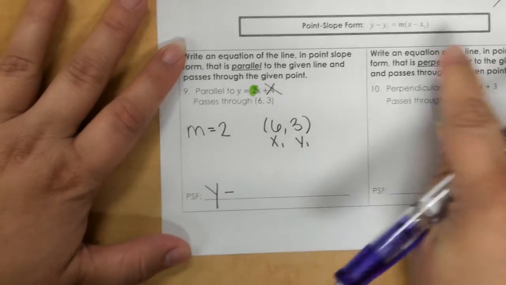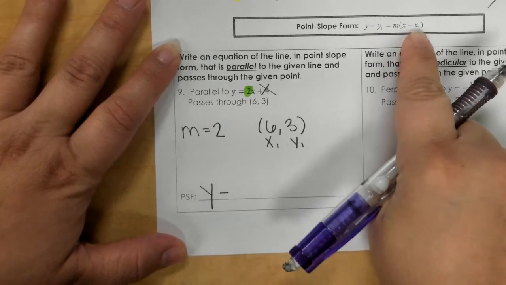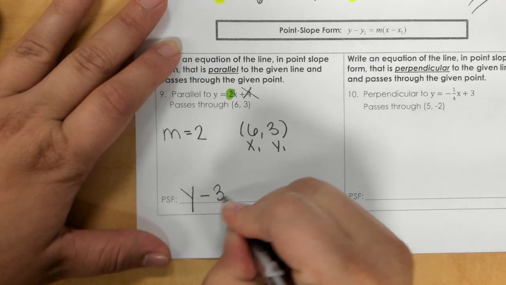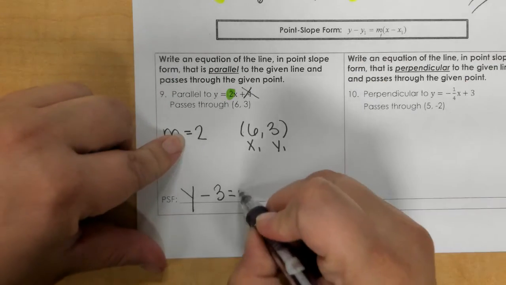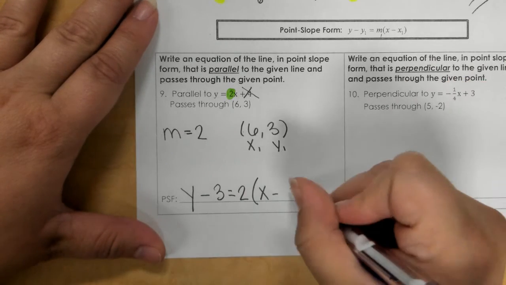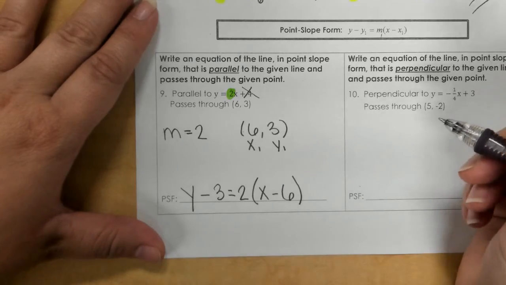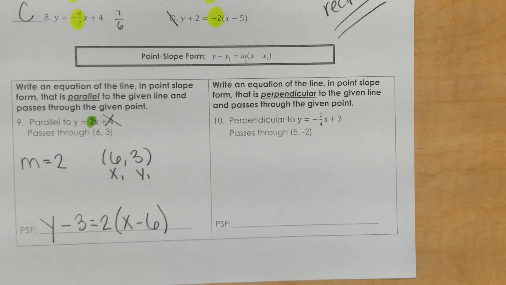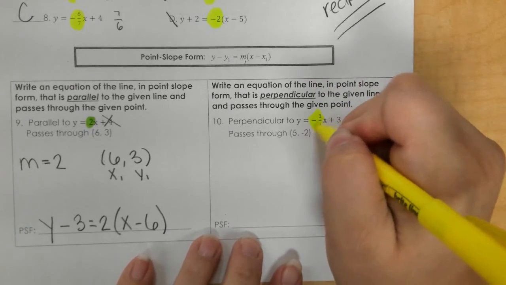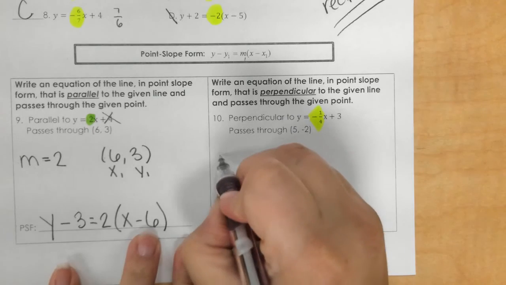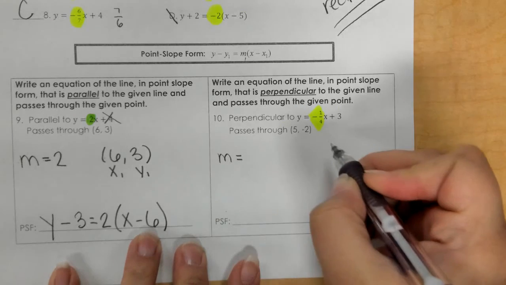So now, we use point slope form right here, I gave it to you, and you're going to plug in. So y1 is 3, m is 2, and then x minus x1 is 6. Alright, now for number 10, if you're looking for a perpendicular line to this line, you find your slope, and in this case it's a -1/4. Okay? I need to flip that and change the sign.